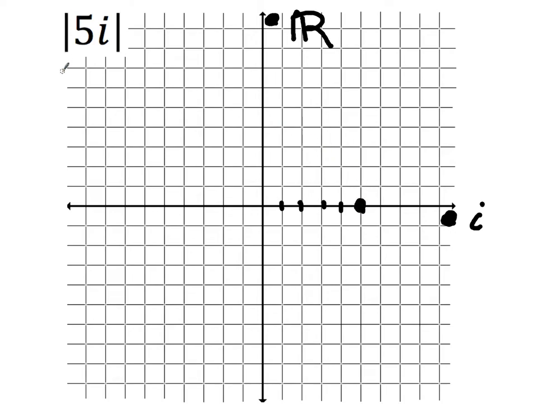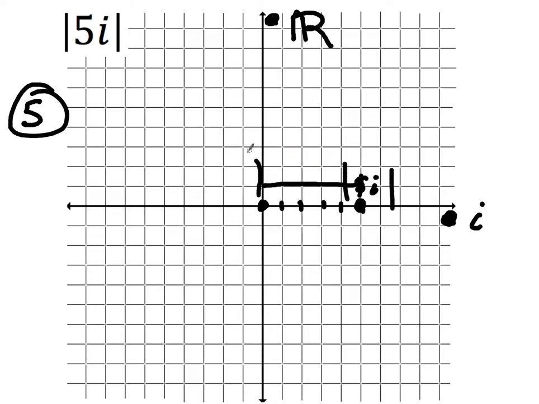And when you talk about the absolute value of something, think back to the lesson on absolute value. What does the absolute value of a number mean? The absolute value of any number is its distance from 0. So right here is 0. This is 5i. The absolute value of 5i is this distance, and the distance is 5. It's 5 units on the imaginary axis away from 0. So that one was pretty easy.